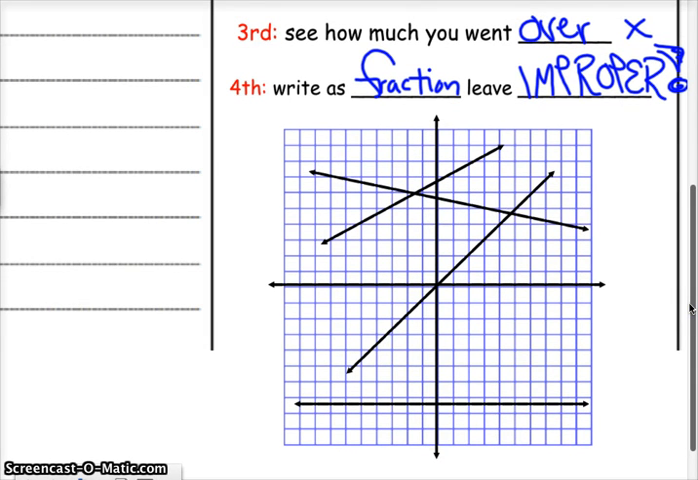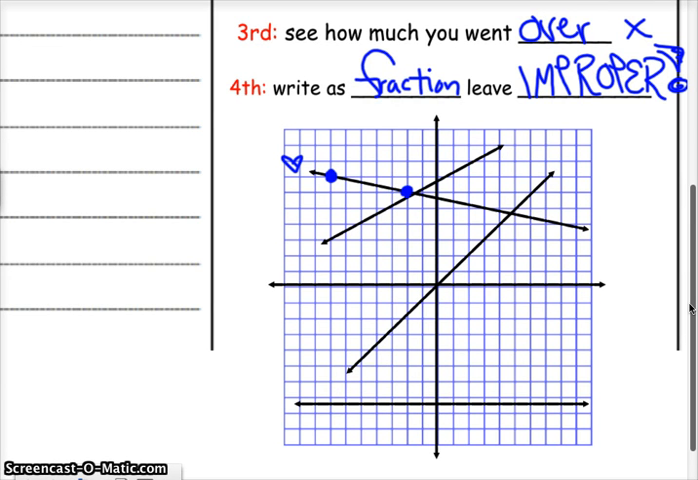Okay, let's apply this. So the first thing I do, I'm going to look at this first top line here. I find, okay, where's a perfect point? You look at yours. I see a perfect point right here. Do you see how I made a little dot on it? Where's my next perfect point? Yeah, it looks like right here.